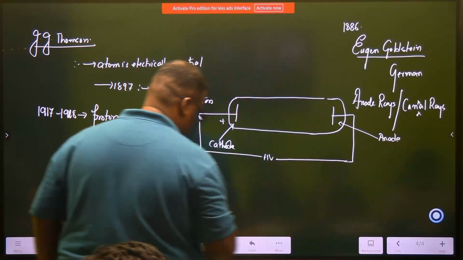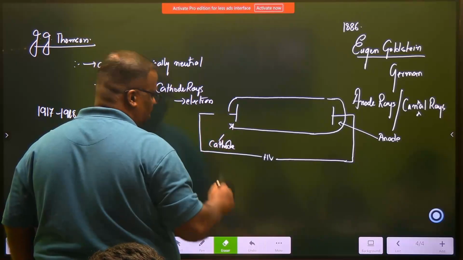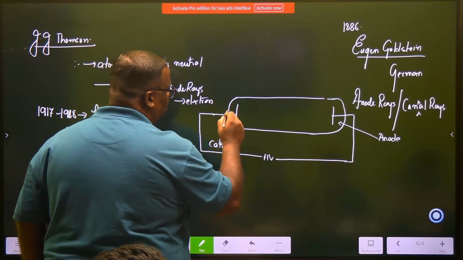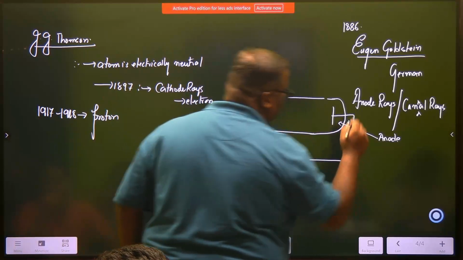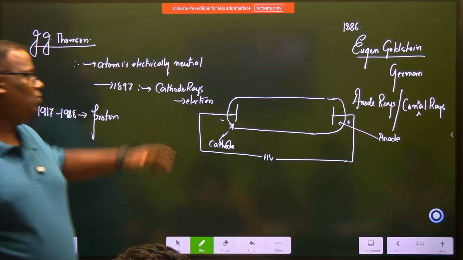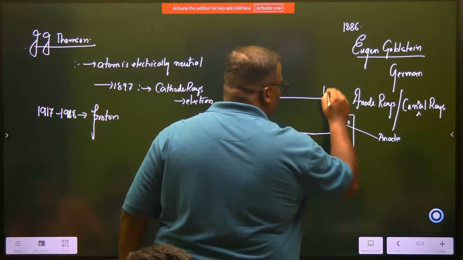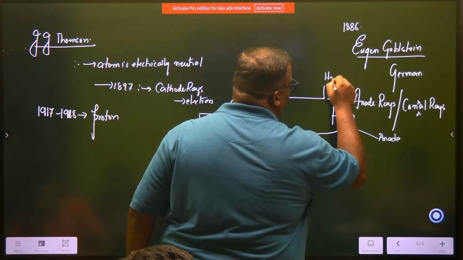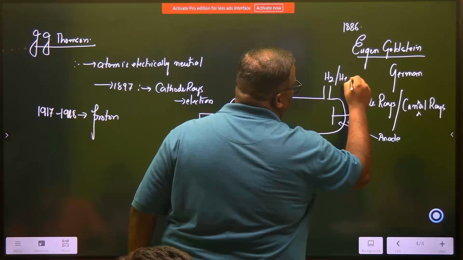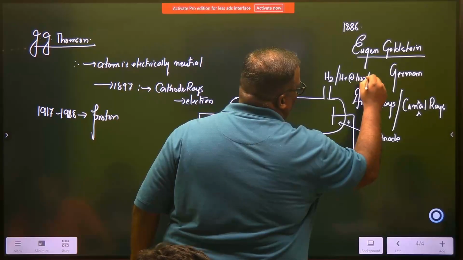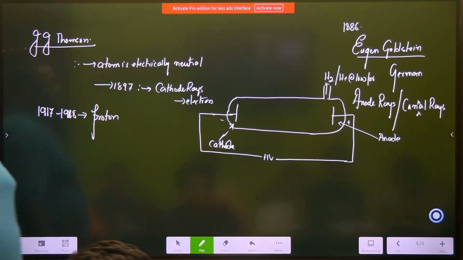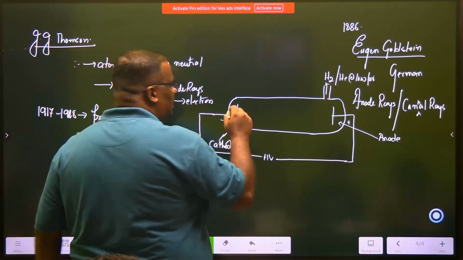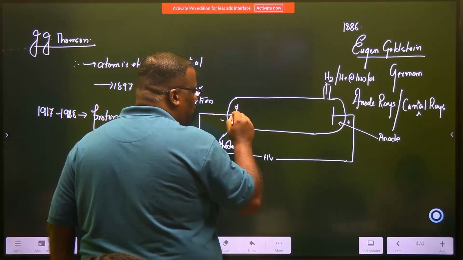Sorry. So this is the negative side, which is known as the cathode, and this is the positive side. When he was doing his experiment, he was doing it with hydrogen or, say, helium at low pressure. So that means evacuation is taking place here also, right? And the cathode was actually perforated.